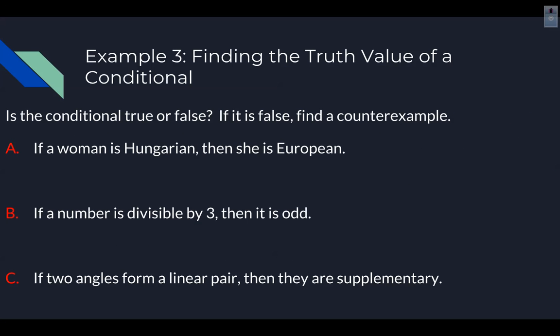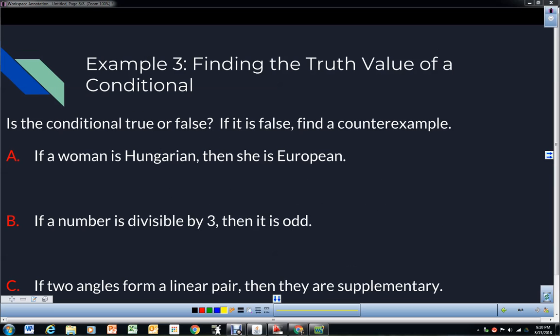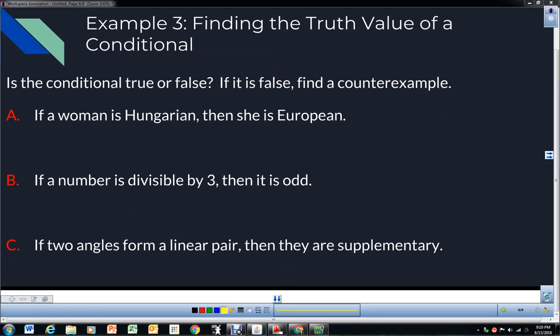All right, so let's look at example 3. Determine whether the conditional is true or false. If it's false, then find a counterexample. So if a woman is Hungarian, then she is from Europe, or she is European. And for those of you who don't know, Hungary is in Europe. So, if the woman is Hungarian, then she is European. That would be true.